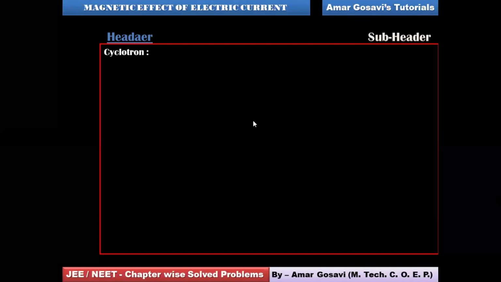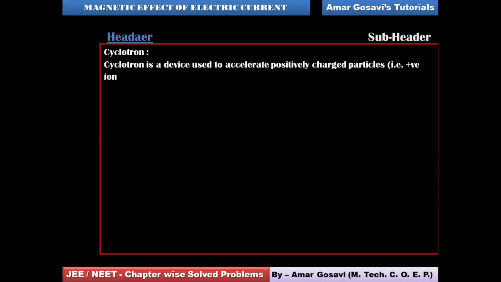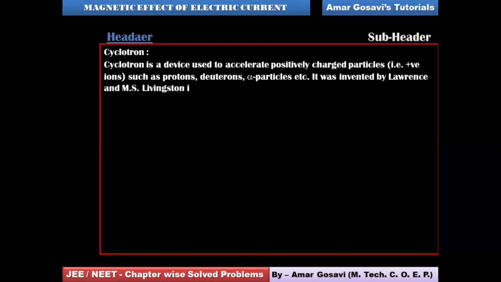Now, where do we use these accelerated positively charged particles? Obviously, to disintegrate the nucleus. So when I'm talking about it, the cyclotron is one of such devices. Here you can see the device which is used to accelerate positively charged particles. Now, which positively charged particles? Protons, deuterons, alpha particles. It was invented by Lawrence and Livingston.